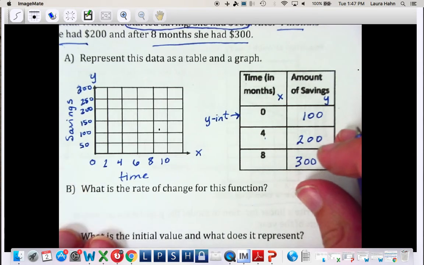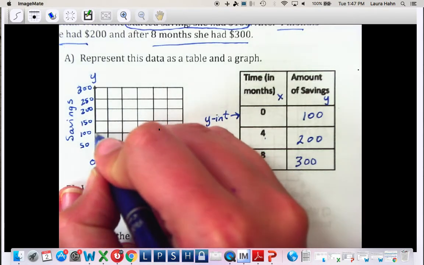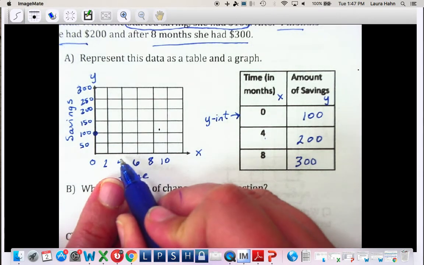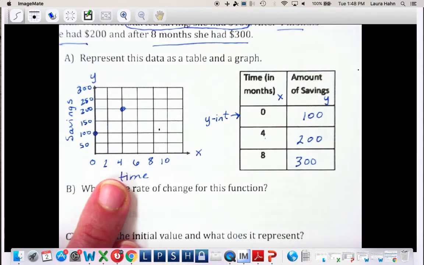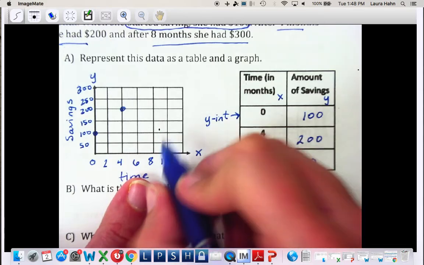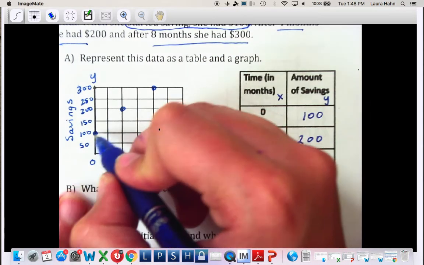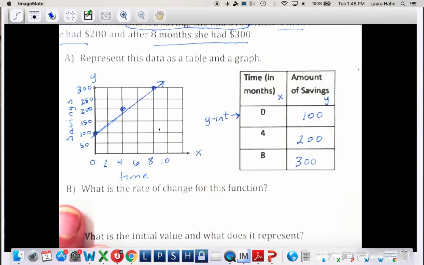Okay, now we need to plot our points. Well, at time 0, she had $100, so above 0, I'm going to put a dot at 100. I know at 4 months, she had 200, so above 4, I'm going to put a dot at 200. And at 8 months, she had $300, so above 8, put a dot at 300. There's my graph. Oops. Oh well, close enough.